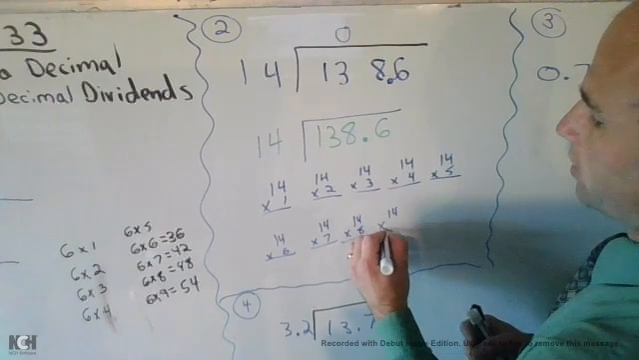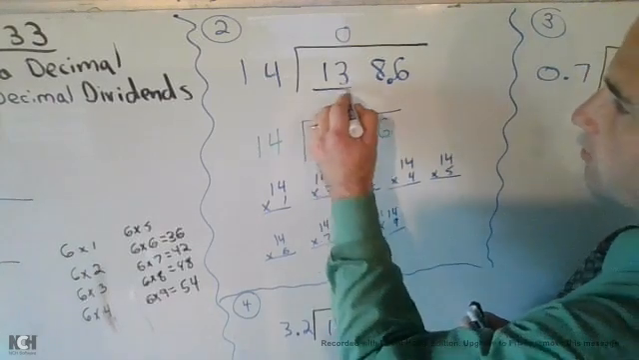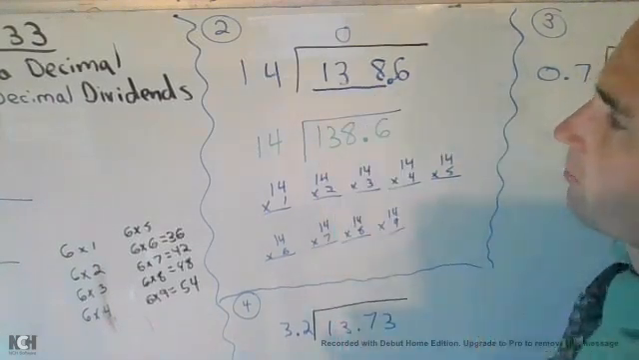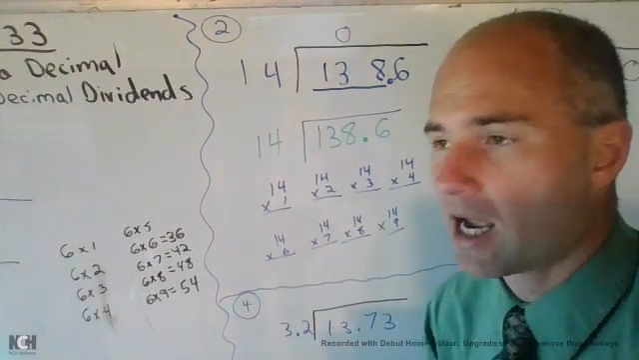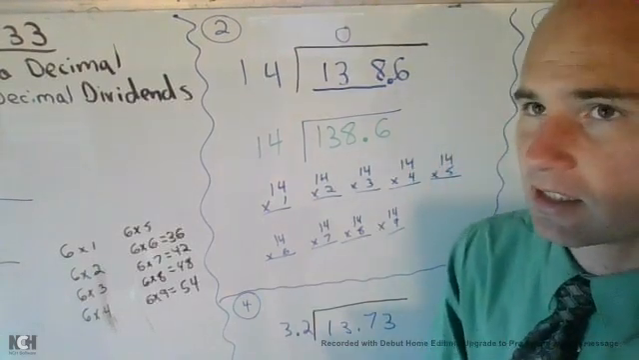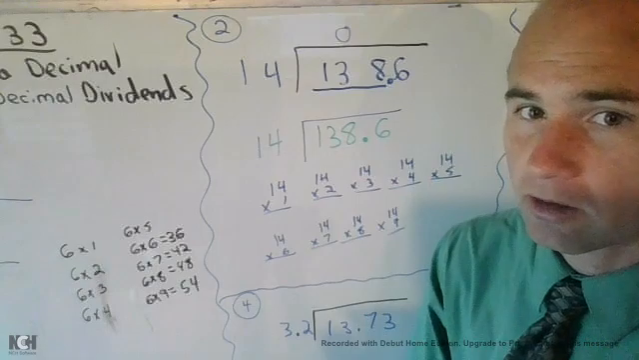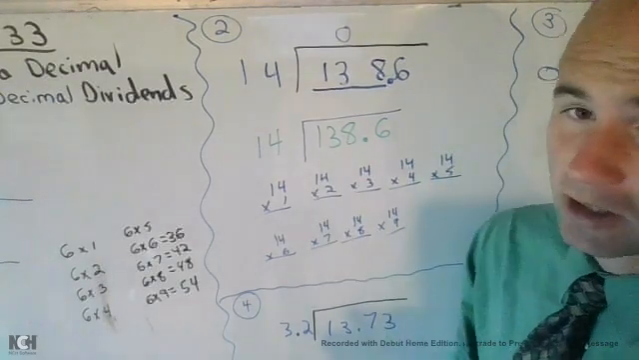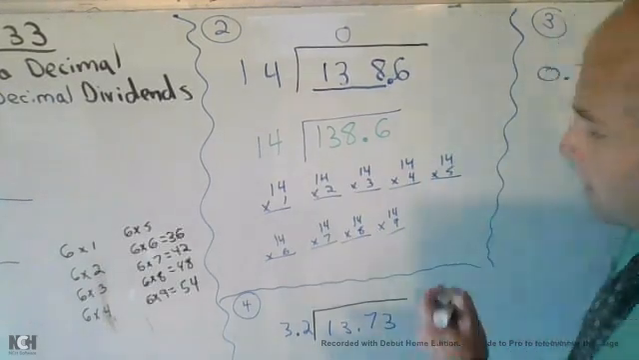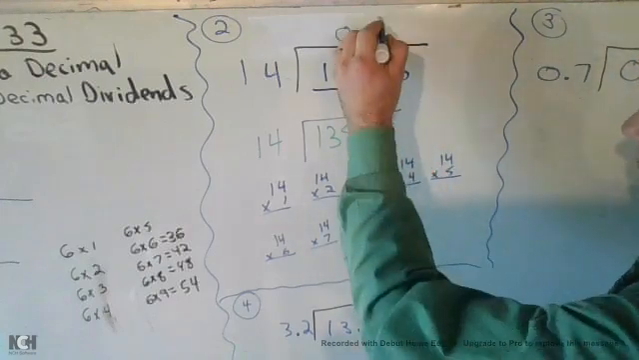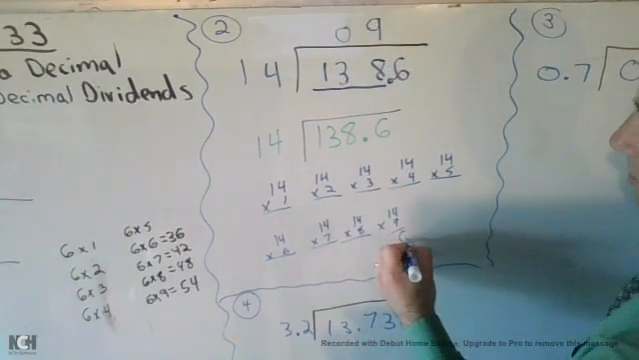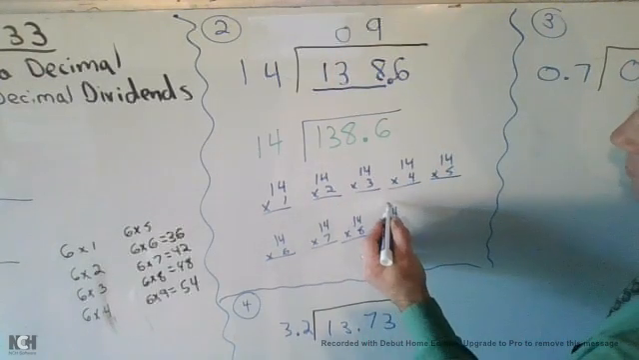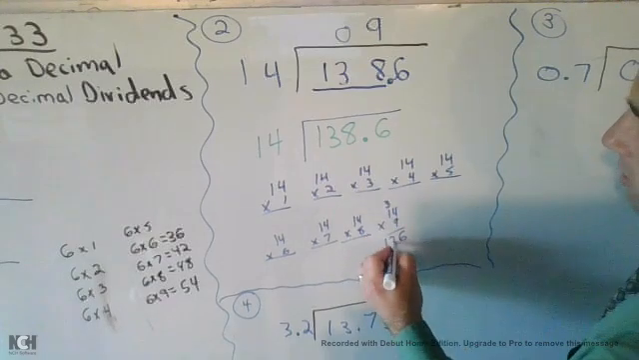I'm going to skip to the punchline. Because I see this as a pretty high number, 138 compared to 14, I know that 14 times 10 will give you 140. 140 is pretty close to 138, which tells me I'm going to times it by 9. When I do that, I'll get 126.